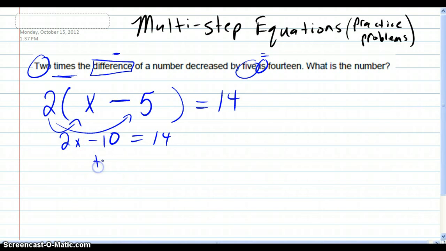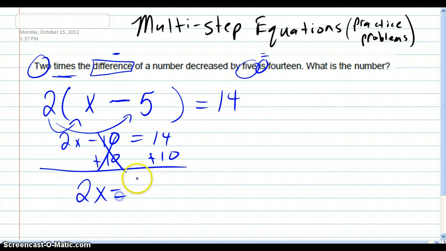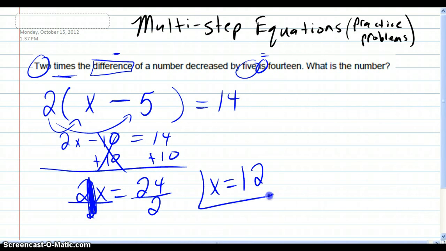Get rid of the negative 10 by adding it. That goes away. 2x equals 14 plus 10 is 24. Gotta divide by 2 to make this a big 1. Divide that by 2. And 24 divided by 2 is 12. So x equals 12.